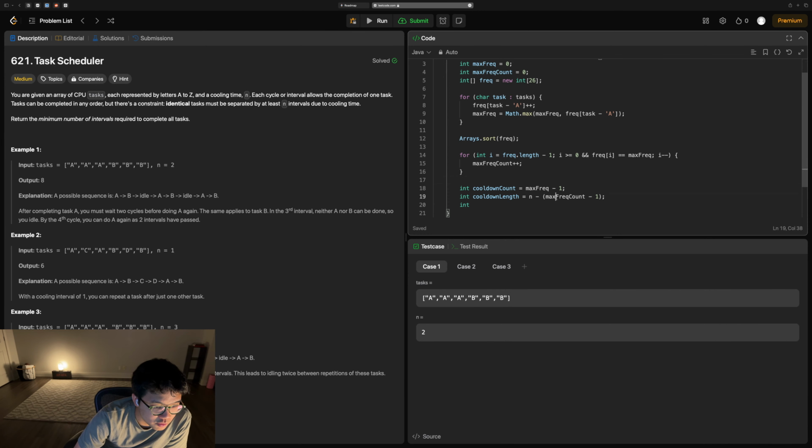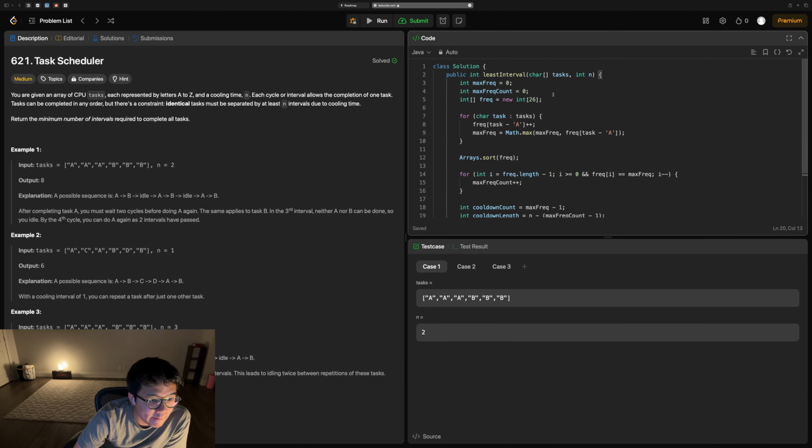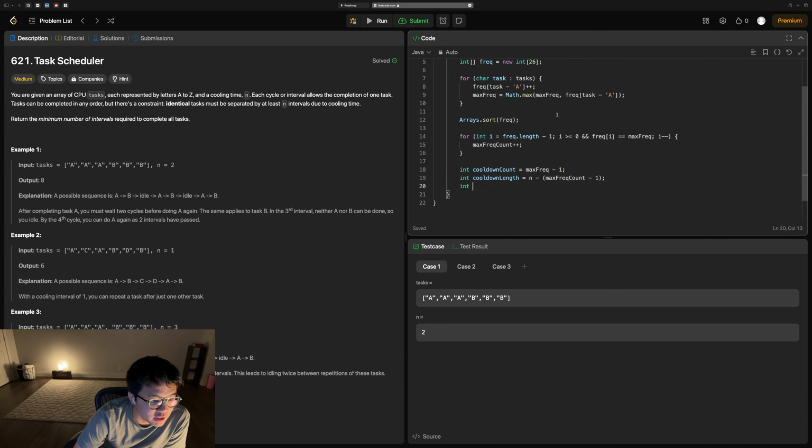Cooldown length: we have to take the max frequency count, the number of values that have the max frequency, and subtract 1 from it, because we've basically placed all the A's in this situation. So the cooldown length doesn't include that A because we've already placed it, right? So we subtract 1 from it and then subtract that from the cooldown length that we are given. Yeah.